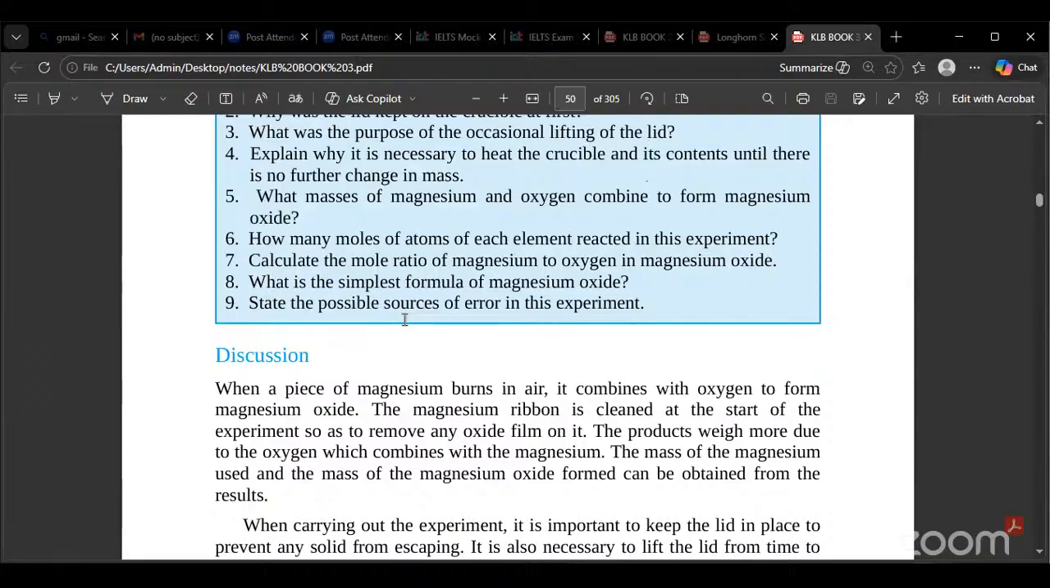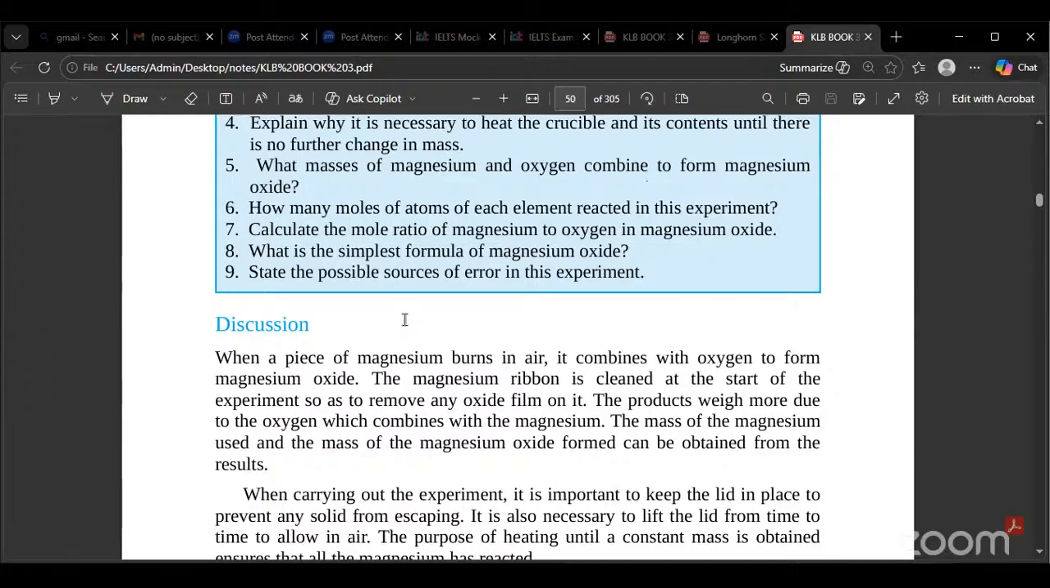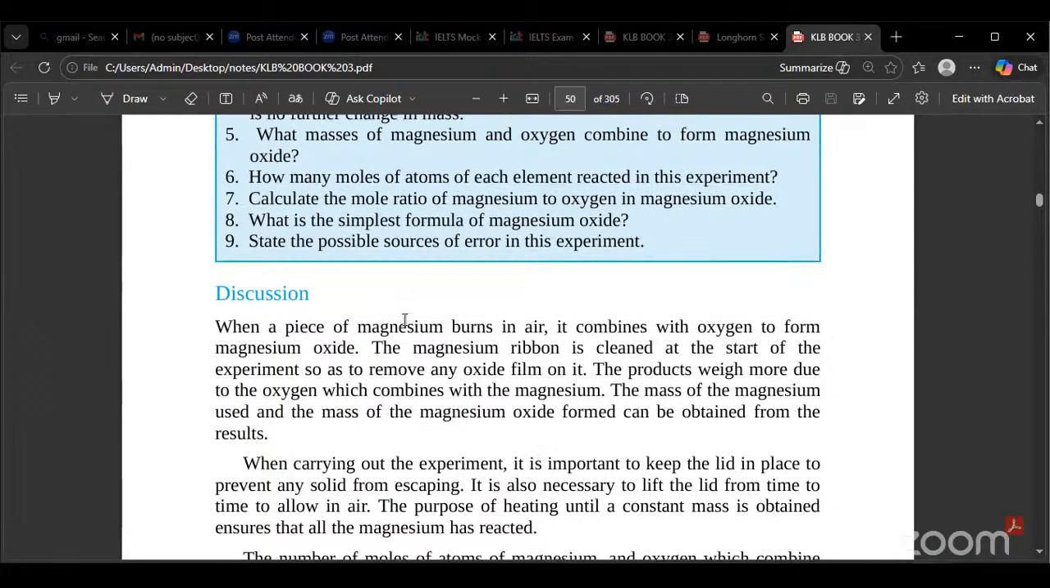It combines to form magnesium oxide. Of course, there is a color. So the magnesium ribbon is cleaned at the start of the experiment so as to remove any oxide film on it. I said that magnesium, when exposed to air, most probably becomes oxidized. So it has a layer of magnesium oxide on top of it.